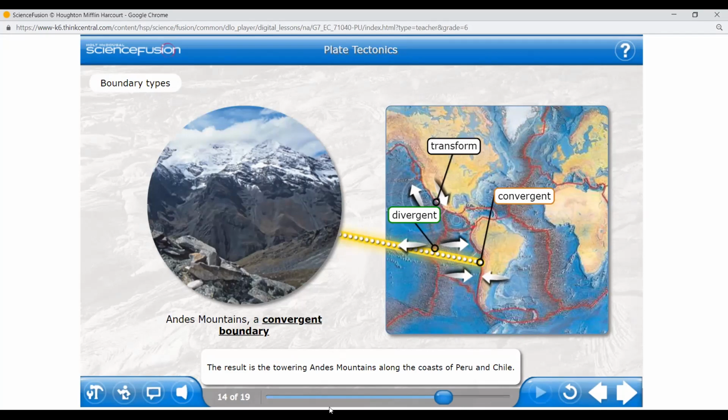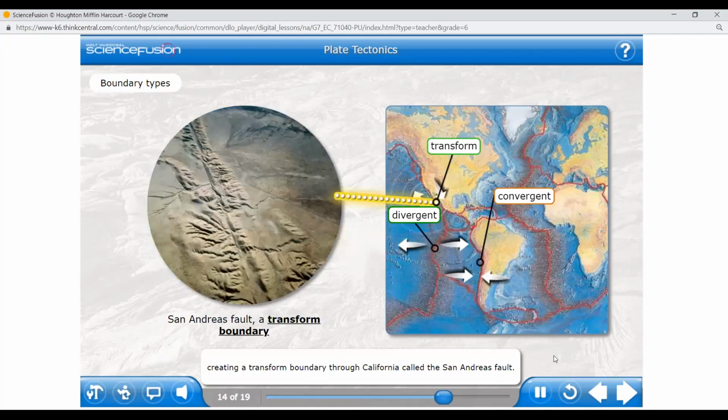The Pacific Plate and the North American Plate slide past one another, creating a transform boundary through California called the San Andreas Fault. Along this boundary, the movement of the plates sometimes causes powerful earthquakes.